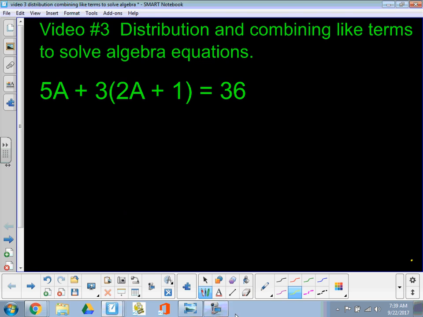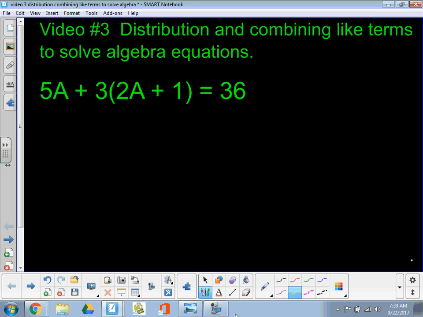Welcome to our video on using the distributive property and combining like terms to solve algebraic equations. What I'd like you to do, if you have a decent understanding of this already, is pause your program and take a look at this and see if you can figure out what it would be. I'm going to walk you through it now.